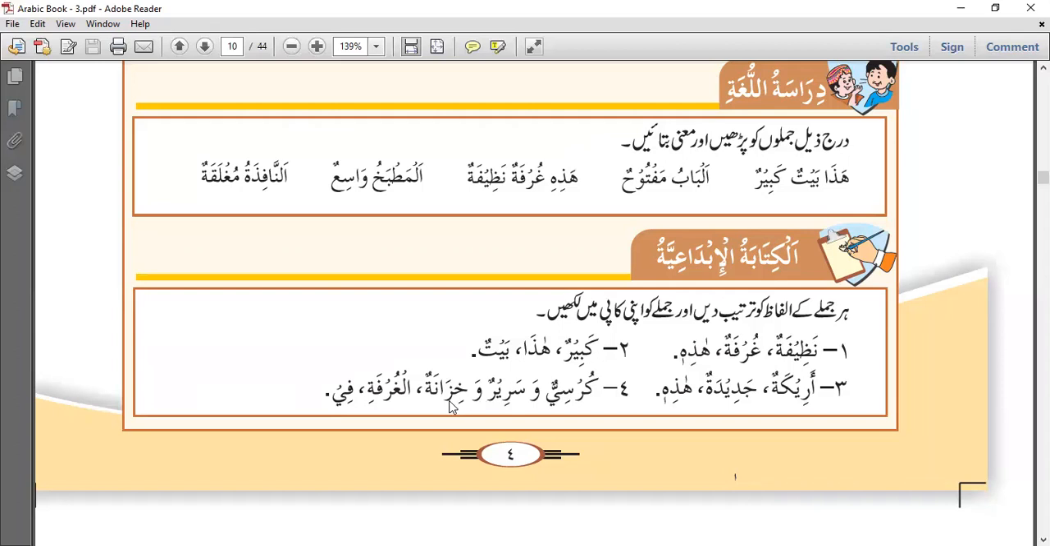Kamre mein ek kursi, ek bed, aur ek almari hai. I hope you will understand, beta. Try to do the practice of this lesson. Stay happy.